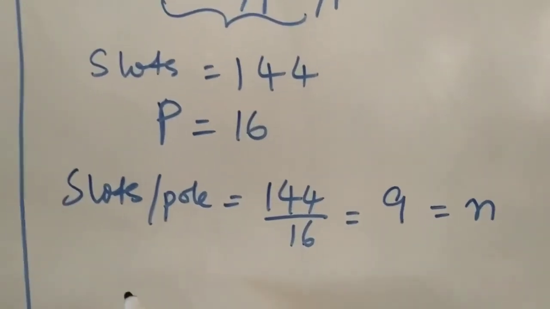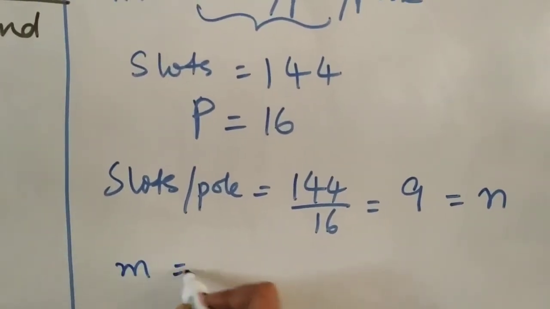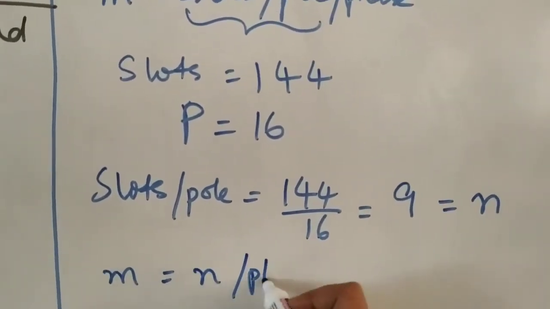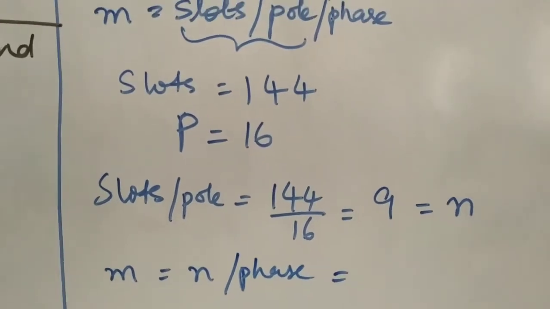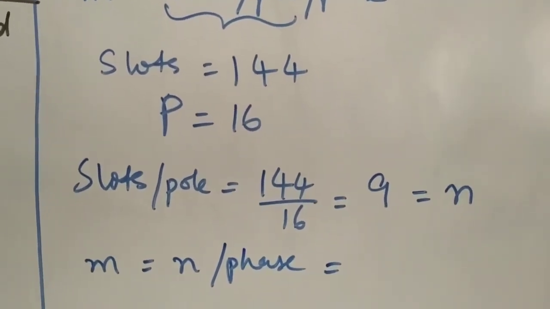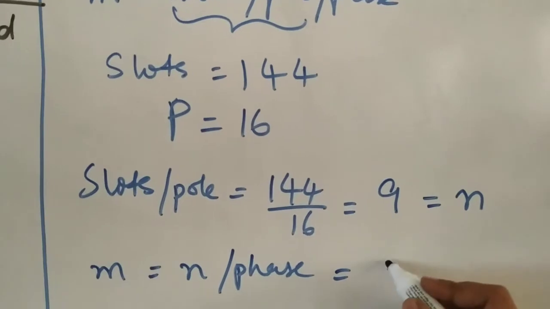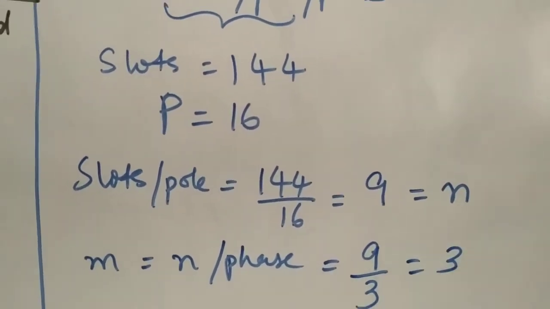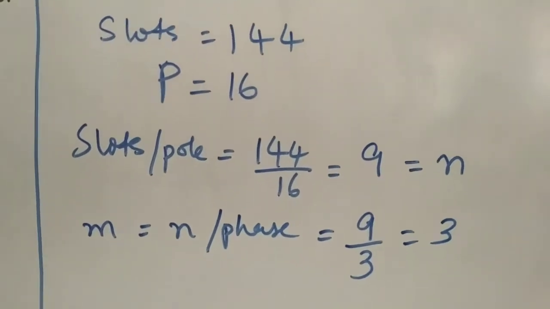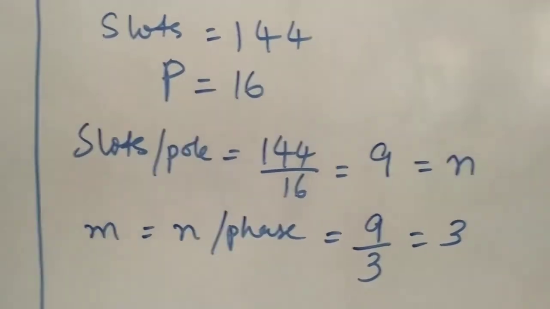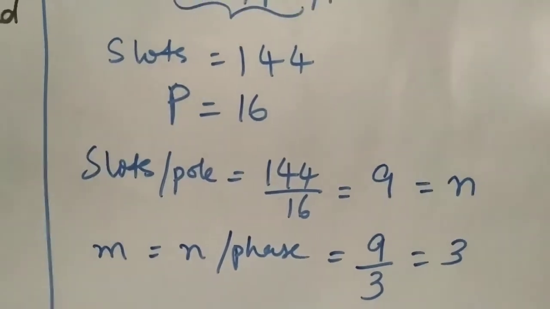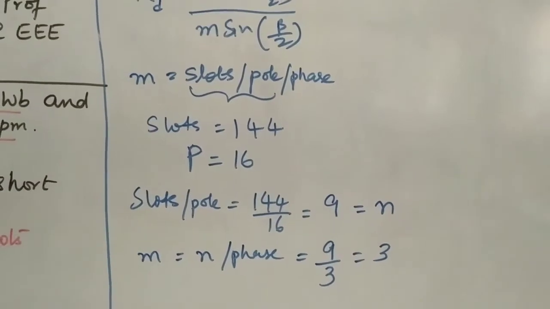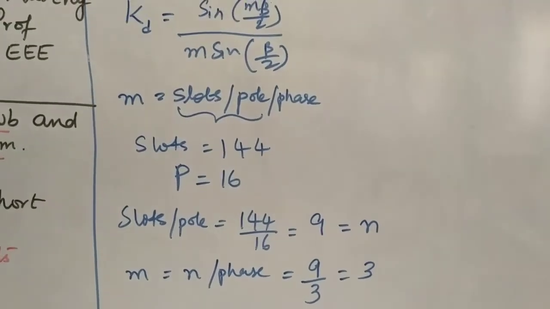Therefore, the m value I can write as n per phase. Obviously this is a 3-phase alternator, so n divided by the number of phases, 3, results in 3. Therefore, the m value is 3. So we solved m; you can put a tick mark here. M has been solved. Then we need to find out beta.